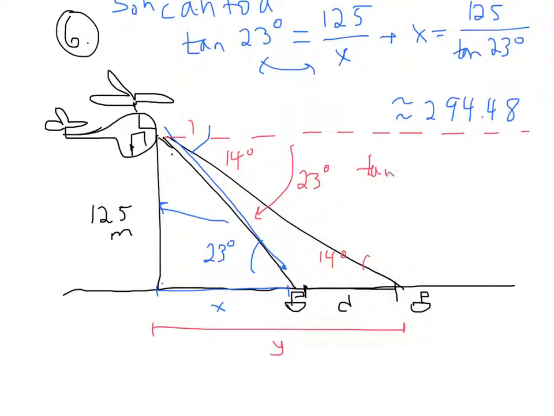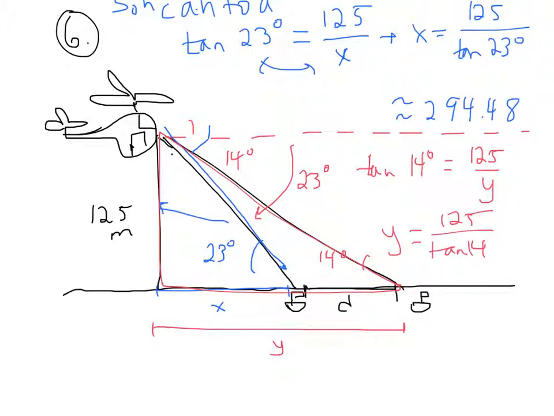Tangent of 14 degrees is equal to 125 over Y. So the only difference there is now I'm using this larger triangle to set up my trig equation. And if you do the same fashion, switch the Y and the tangent, you can solve for Y. Y equals 125 over tangent of 14 degrees. And you will arrive at the answer of approximately 501.35.